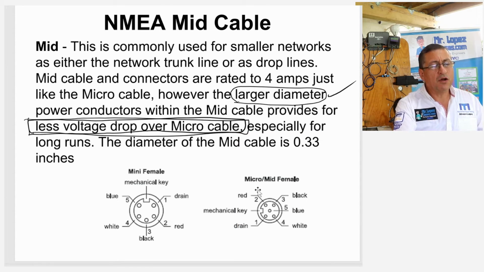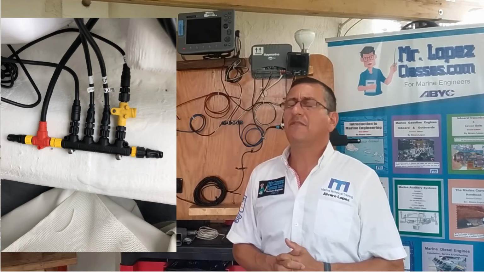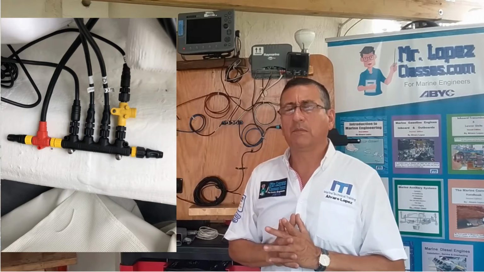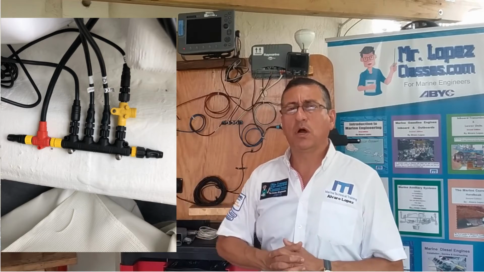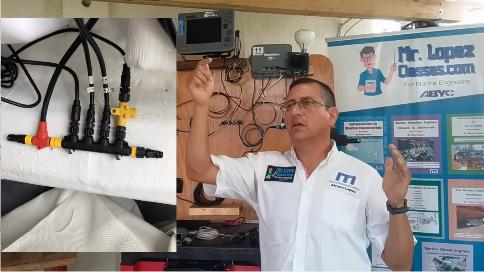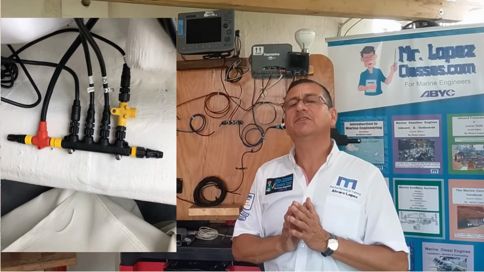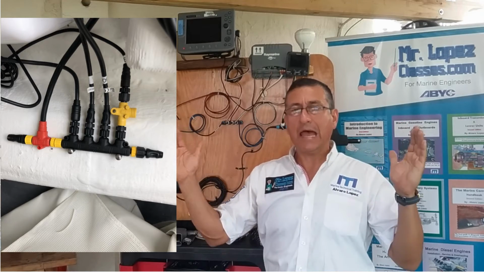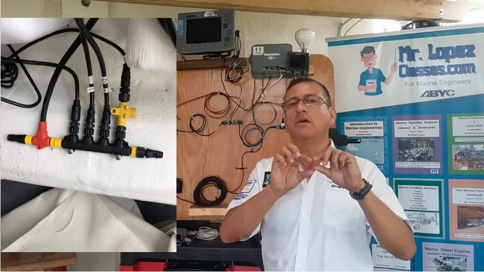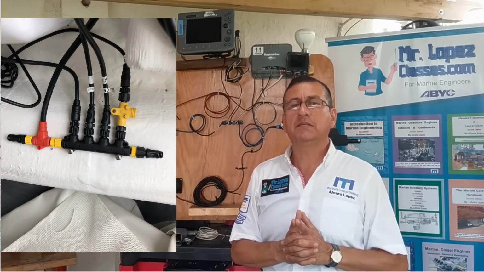Okay, the diameter of those mid cables is 0.33 inches, and this cable is commonly used for smaller networks. Let me explain the advantage of this mid cable. If you have a small center console boat with one outboard or two outboards, you can create a small backbone like this, with 4 drop lines, all of them mid cables. This is good for small boats, for small networks, when you can use the same cable for the trunk and for the drop lines. The mid cable in that particular case is excellent.